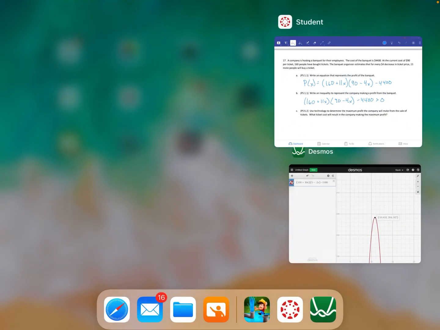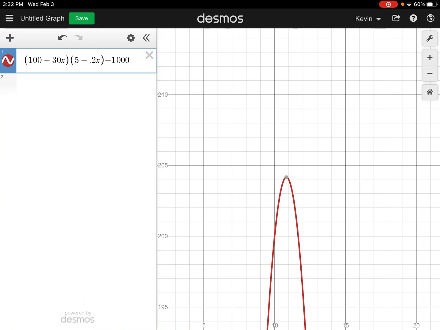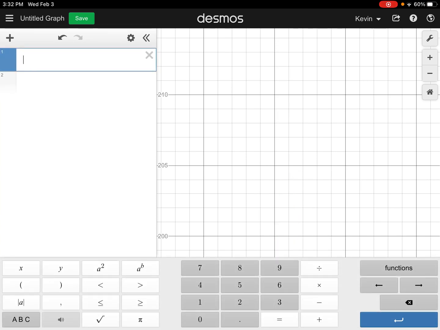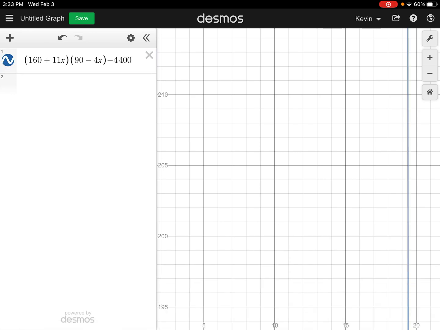Okay, so let's do that. I'm going to clear out that other equation. There we go. And write the new one. There's 160 people, but we're going to get 11 more every time we decrease the price. Right now it costs $90 per ticket, but we're going to decrease that price by $4 per ticket. Just don't know how many times yet. And it costs to run the whole thing $4,400.